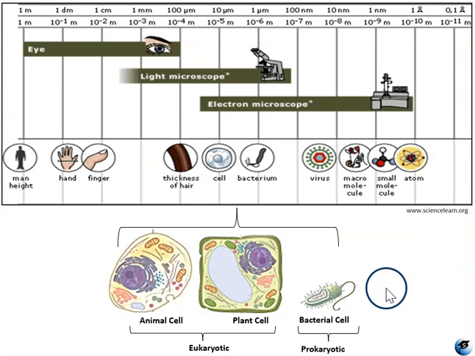And here you can see the relative sizes of animal cells, plant cells, and bacterial cells. In general, the prokaryotic cells are going to be much smaller than eukaryotic animal and plant cells, but prokaryotic bacterial cells are still much, much larger than viruses. Viruses are 3 orders of magnitude smaller than prokaryotic bacterial cells. So that's why you need an electron microscope to view a virus.